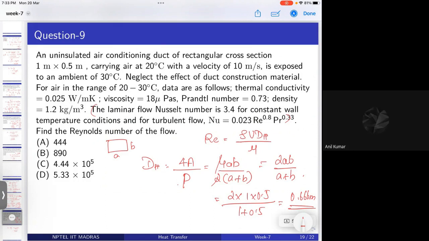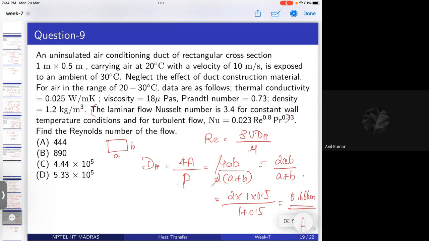Then it is simple, sir. What was your problem? I got confused because of these relations, which relation I should use. But then Reynolds number was given as additional information only. For finding Reynolds number, rho v d by mu, everything is given. So I calculated the hydraulic diameter.